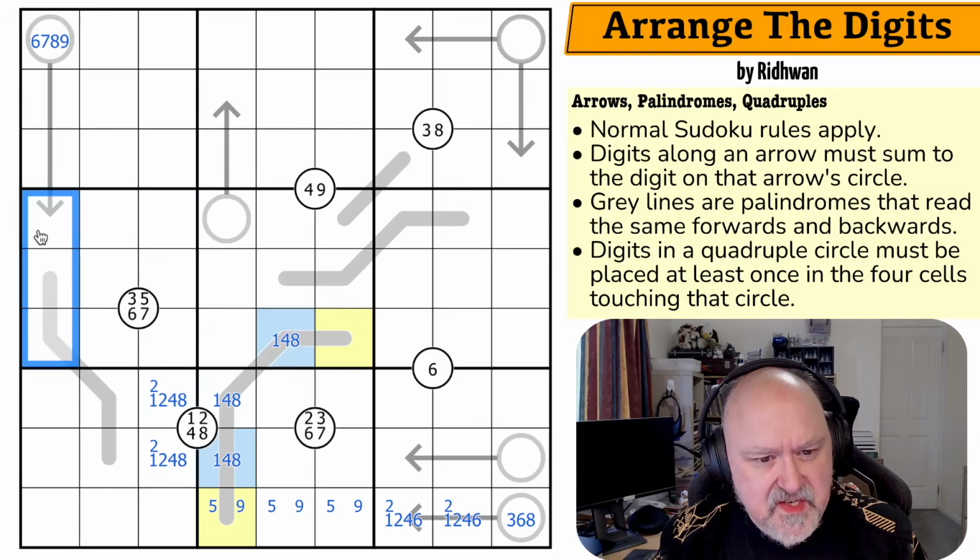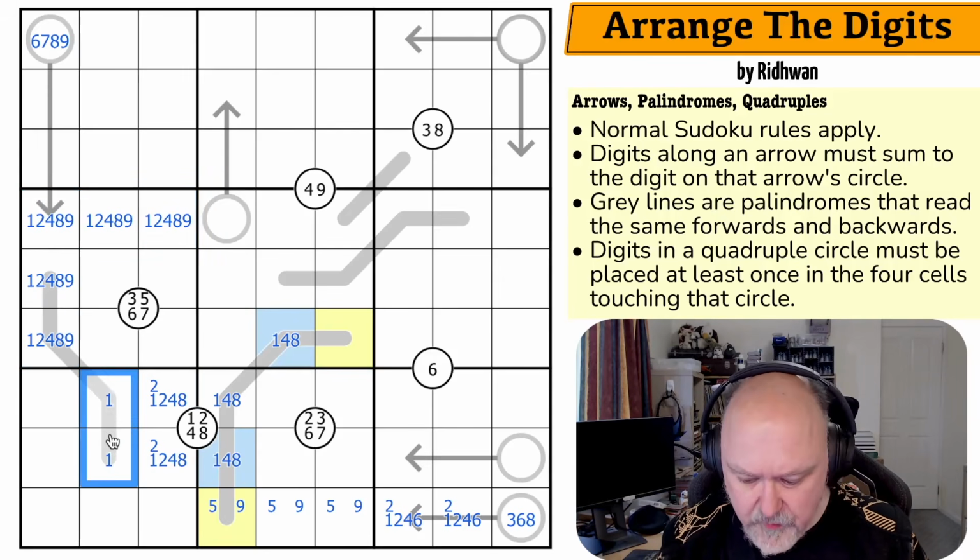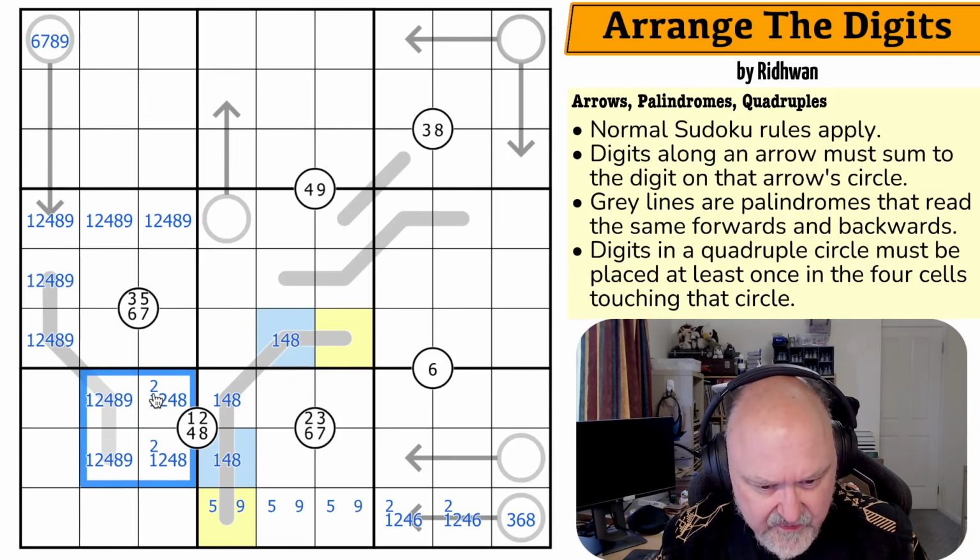Oh, that's interesting. What can those digits be? These are 1, 2. They're not 3, 4. They're 4. They're not 5, 6, 7. These are from 1, 2, 4, 8, 9. And that is 5. So there's no 5 in here.